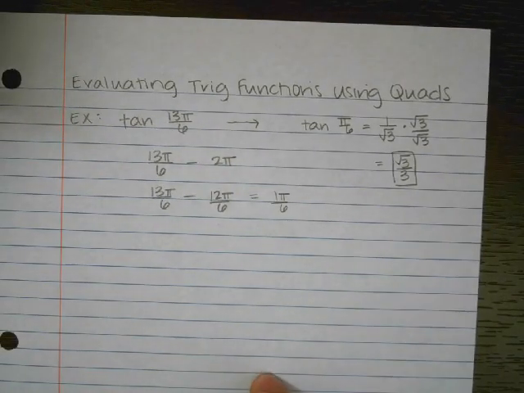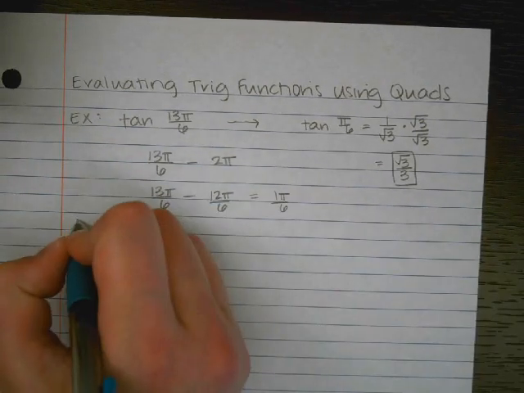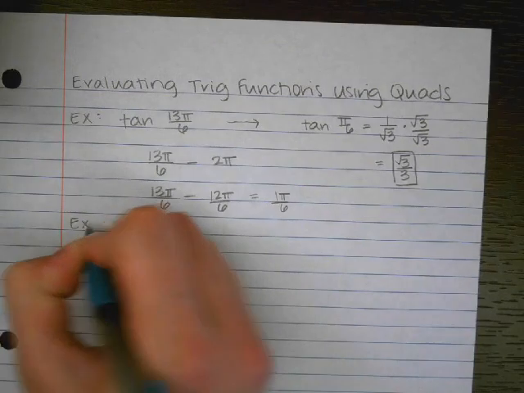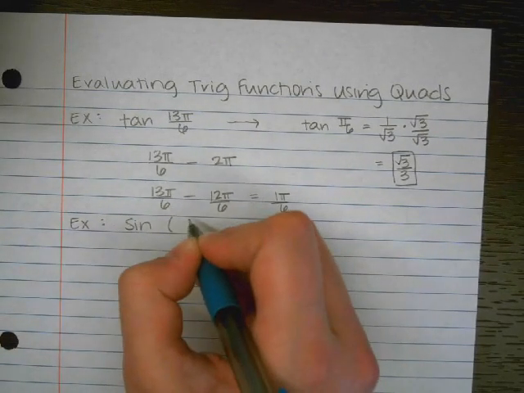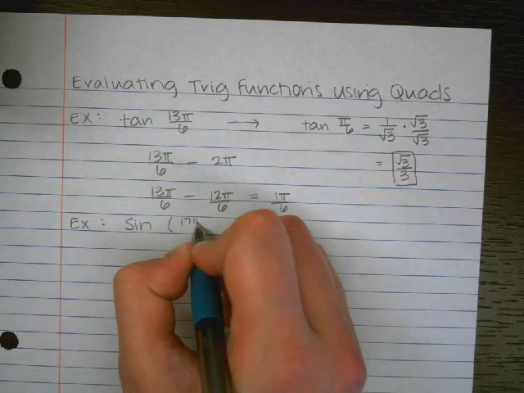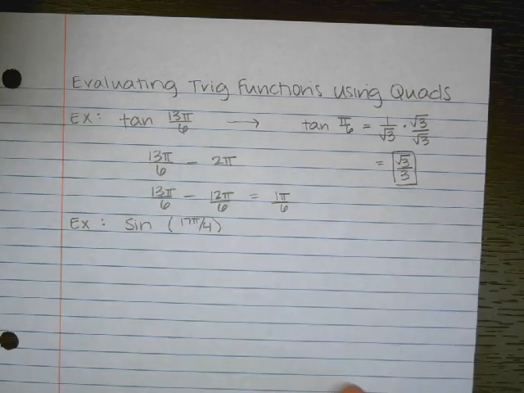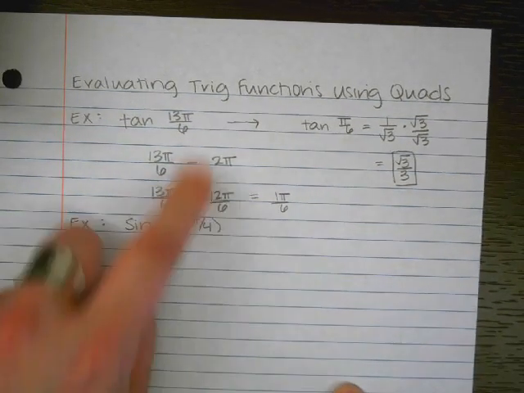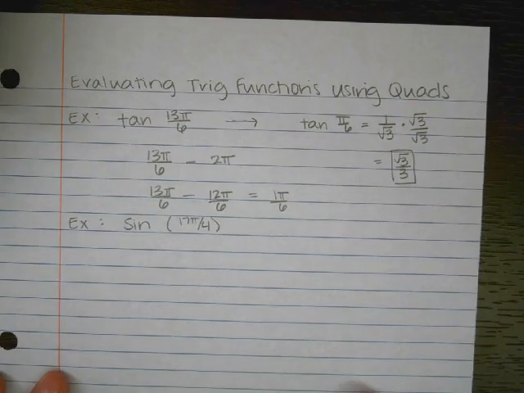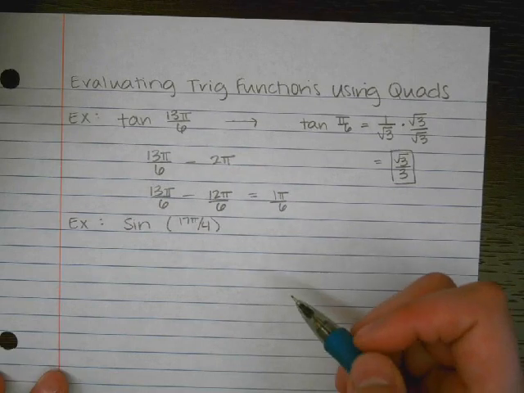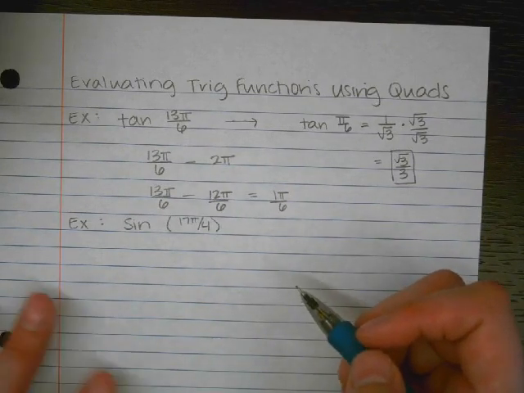So for this one, I'm going to do sine of 17 pi fourths. So sometimes you'll see them put parentheses around it, sometimes you won't. It doesn't matter either way, you're still doing the same thing. So 17 pi fourths is definitely larger. 17 fourths is larger than 2.